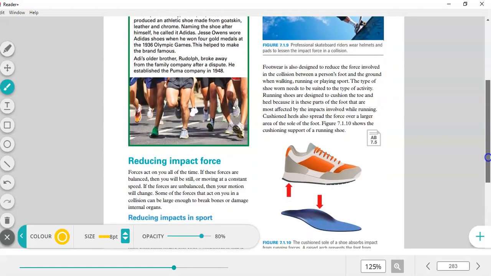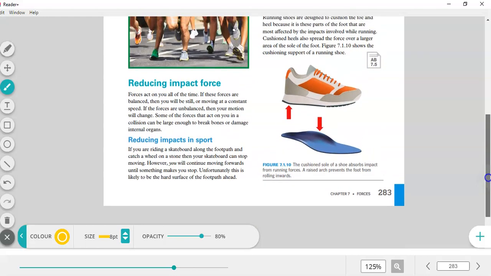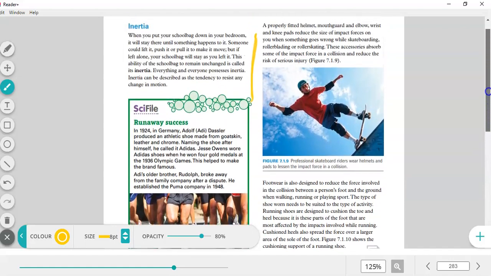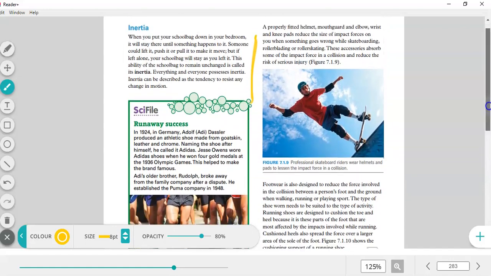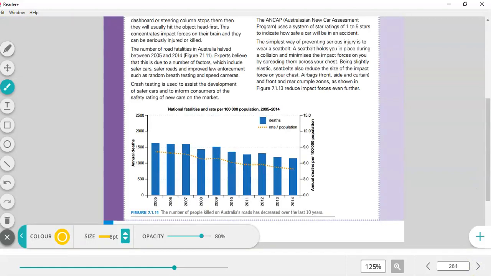If you're going around a bend in a car and you can feel yourself hitting up against a door or something like that, it's because you are tending to go in the same direction, which was a straight line. Now, there are some impact forces, of course, when you run or when you jump, and footwear is designed to reduce the impact it has upon us.